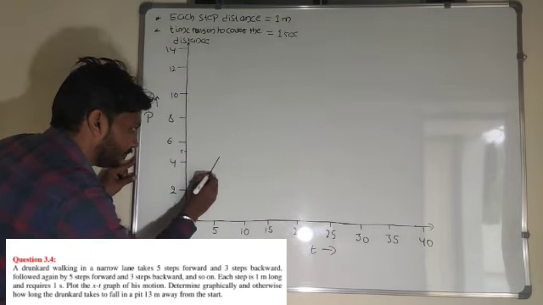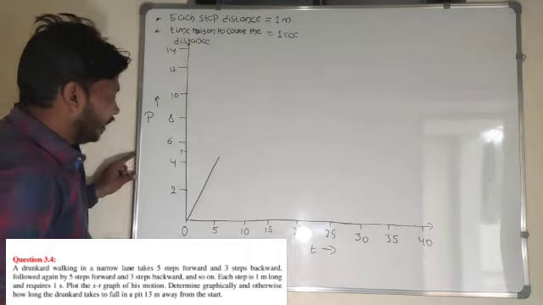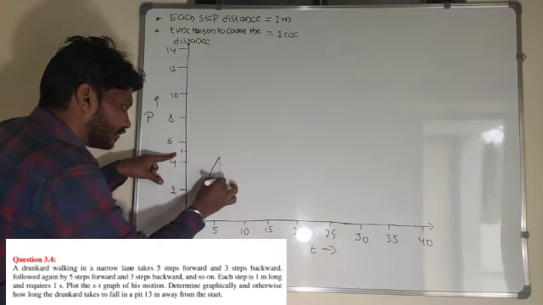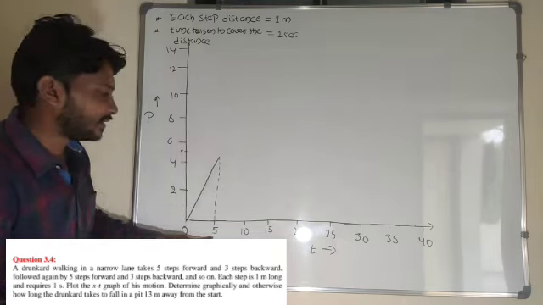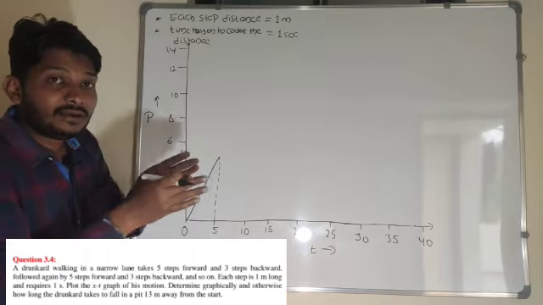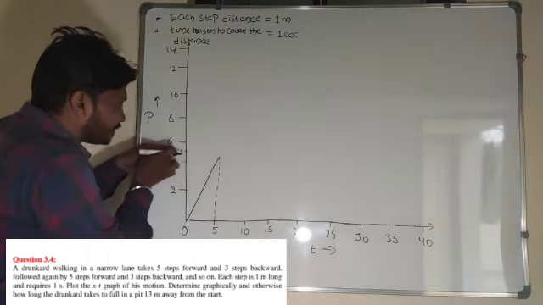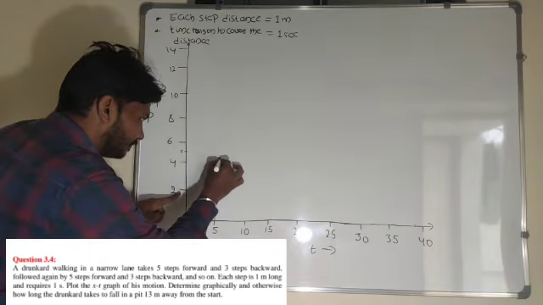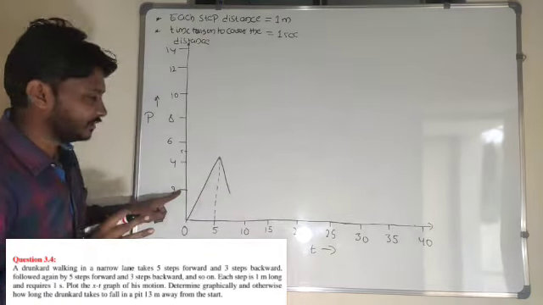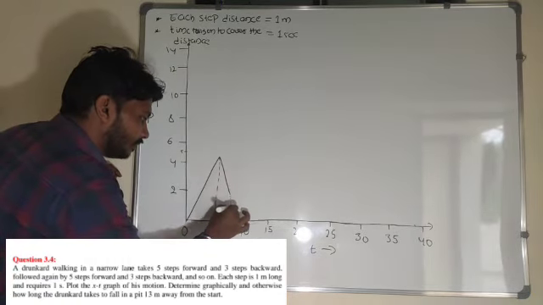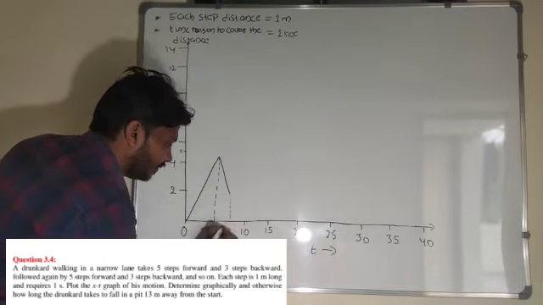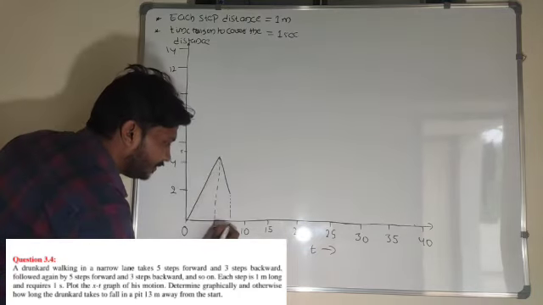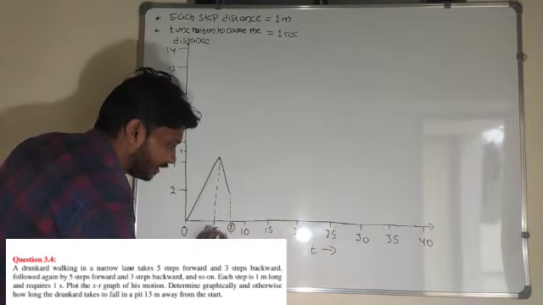Just I will draw that. Look here. He takes 5 steps forward. For covering that, he took 5 seconds of time. Then again he travels 3 steps backward. So 3 steps backward means 5 minus 3, that is 2 meters. So along the y-axis it comes to 2 meters. How much time will he take now? This is 5 seconds plus 3 steps backward, which means 3 seconds. 5 plus 3, so here 8 seconds.